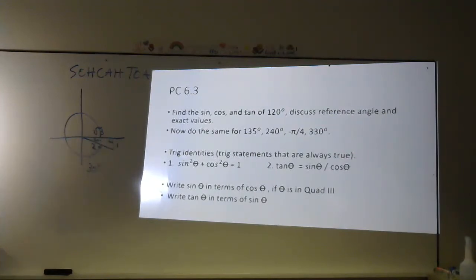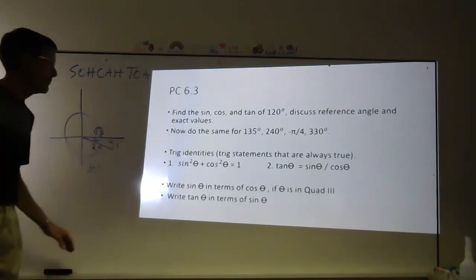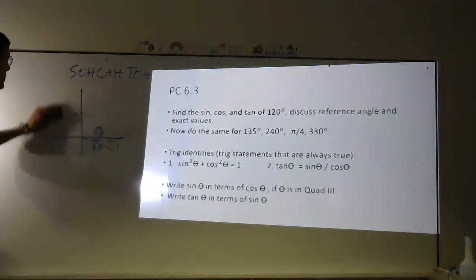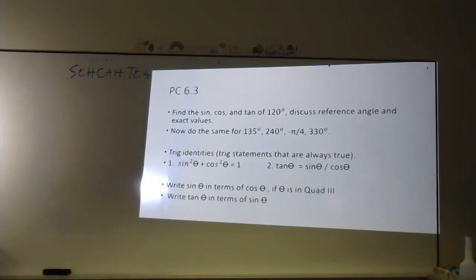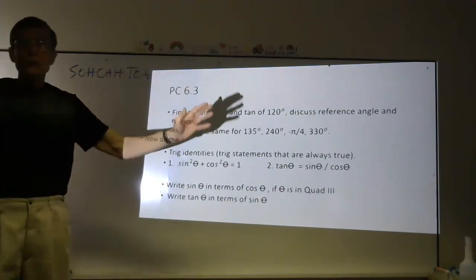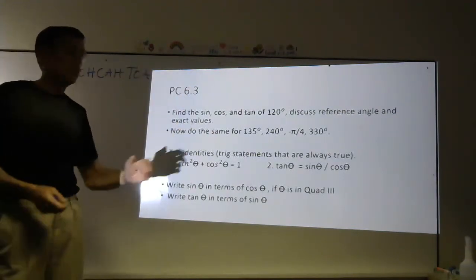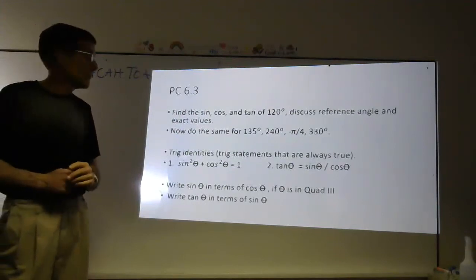Okay, here are two trig identities that are always true. Sine squared plus cosine squared will always equal 1. Tangent is equal to sine over cosine. Now, you can use those trig identities. By the way, there are a lot more trig identities than that. We're only going to do two of those. Those are the most important ones.